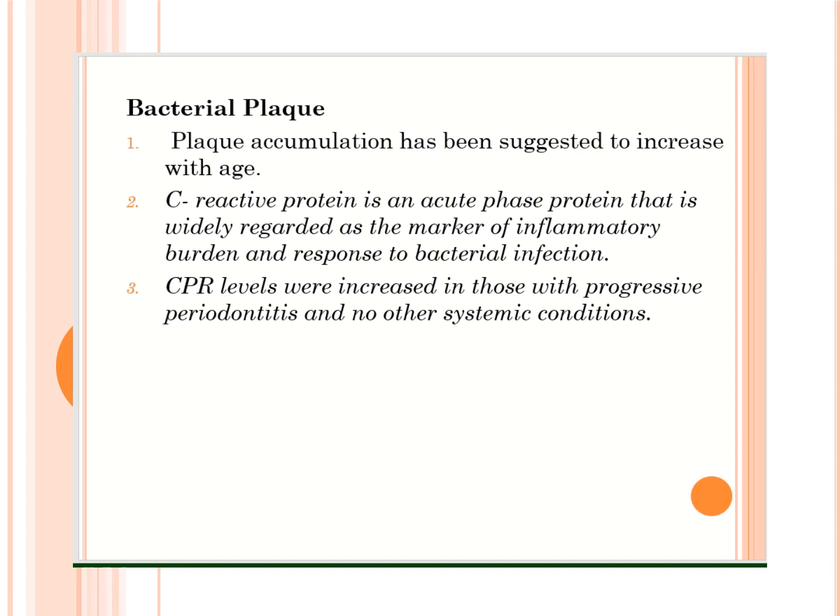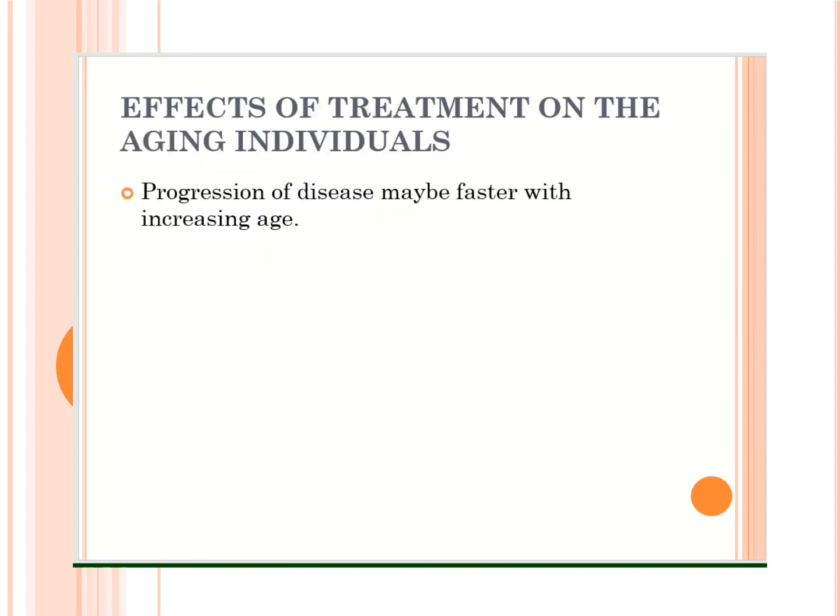Dental plaque: as your age increases, plaque accumulation also increases, and so it's a directly proportional phenomenon. Treatment: because with age your immunity decreases, the progression of disease is faster with age because you have less immunity with older age.